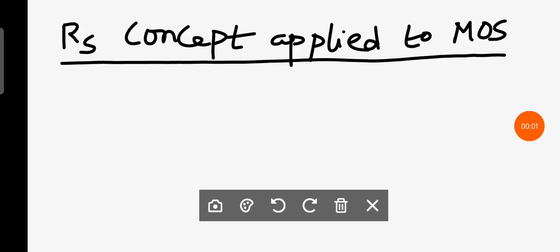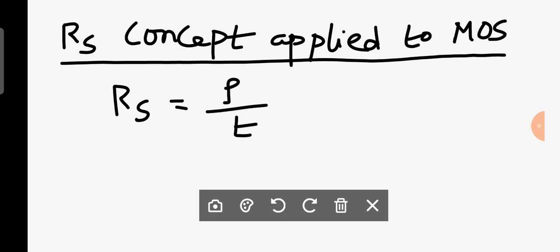Welcome back. In this class, we are going to discuss the sheet resistance concept applied to MOS transistor. Okay, just quickly recap what is sheet resistance. In the last class we derived that it is rho by t, ohm per square. This is the sheet resistance, and we have seen some typical values of sheet resistance for different layers. Now, will you please tell me?